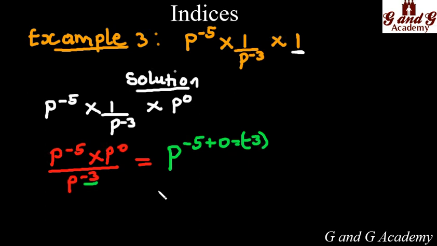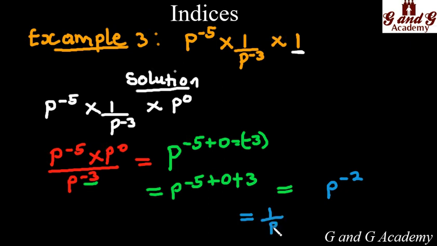So this one becomes p raised to power minus 5 plus 0, minus times minus becomes plus 3. And of course, your final answer is going to be p raised to the power of minus 2, which is the same thing, if you apply the law of indices, as p raised to power 2.